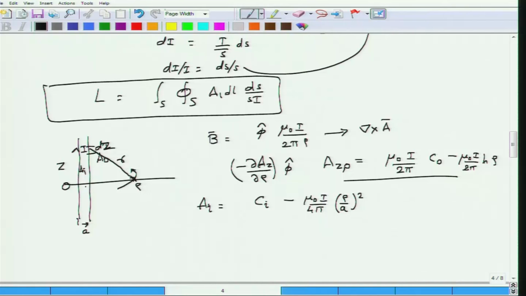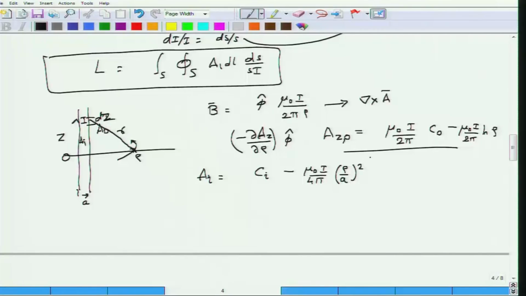So, if you are considering inside, then this would be rho by a whole square. The reason you get a rho by a square is because the current density inside the conductor is actually proportional to rho square by a square, okay. Again, this will be developed during the exercises, so do not worry if you are not able to get this one at this point, okay. You will have the opportunity to derive these expressions for yourself, okay.